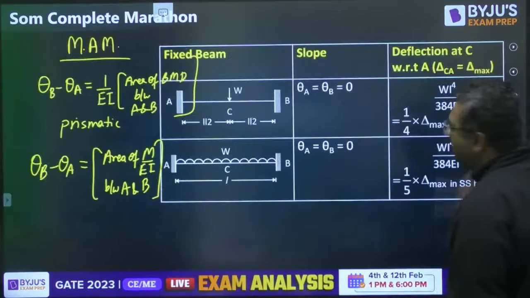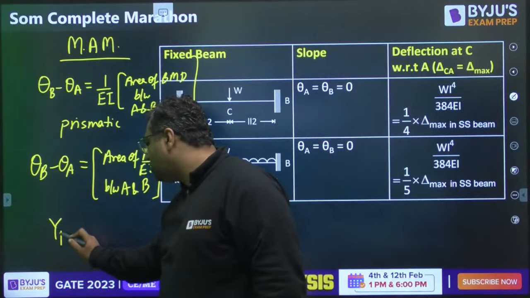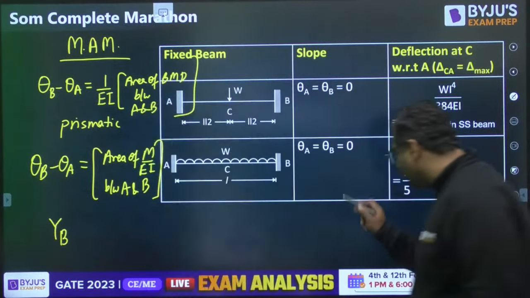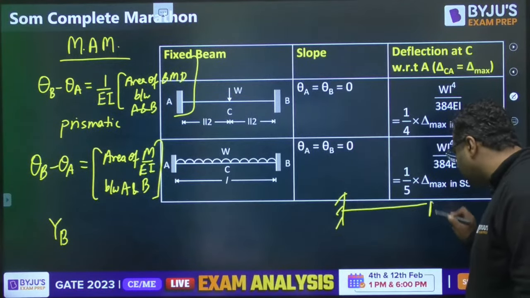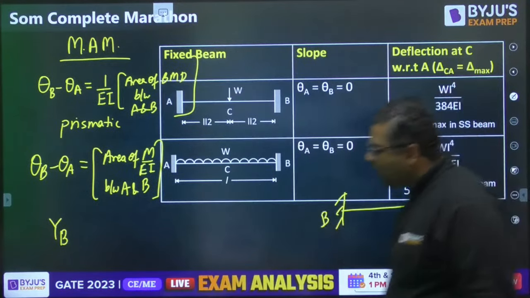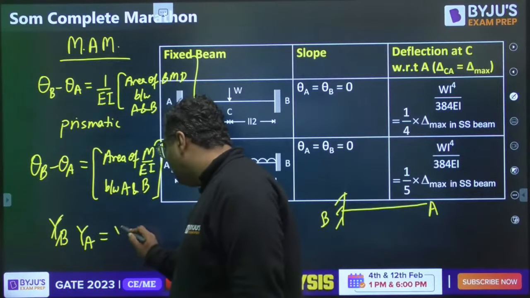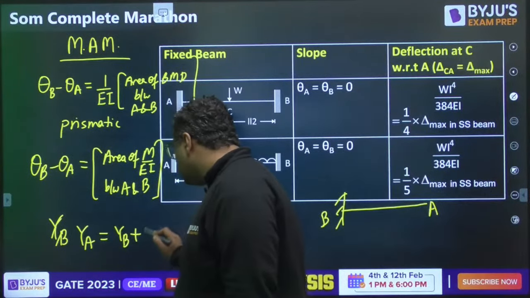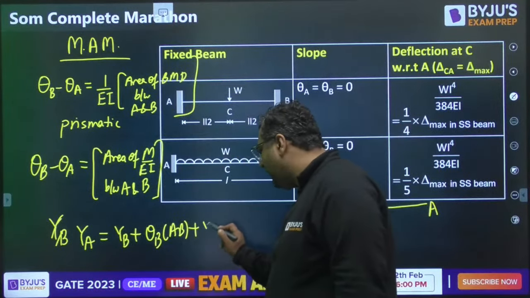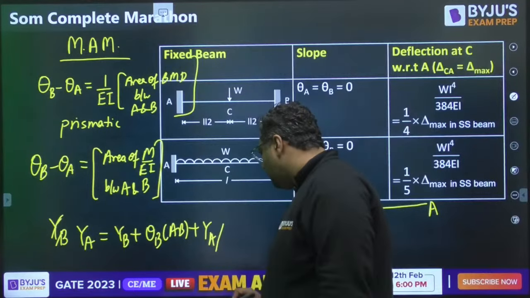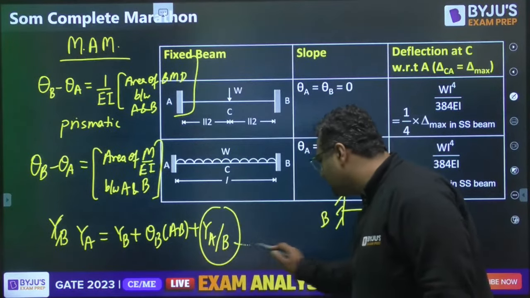So we have seen this for slope and deflection. When you find the deflection at a point, let us say we have a cantilever beam like this, with whatever loading, this is A, this is B. You can write deflection at A equals deflection at B plus slope at B into AB plus deflection at A with respect to the tangent at B.